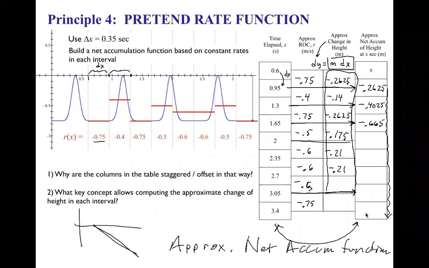For number 2, what key concept allows computing the approximate change of height in each interval? Could you go over that really quickly? Yeah, so that's this one here. So how do we calculate these changes in the 3rd column? By doing m times dx. M times dx. Yep. Okay. Thank you. You're welcome.